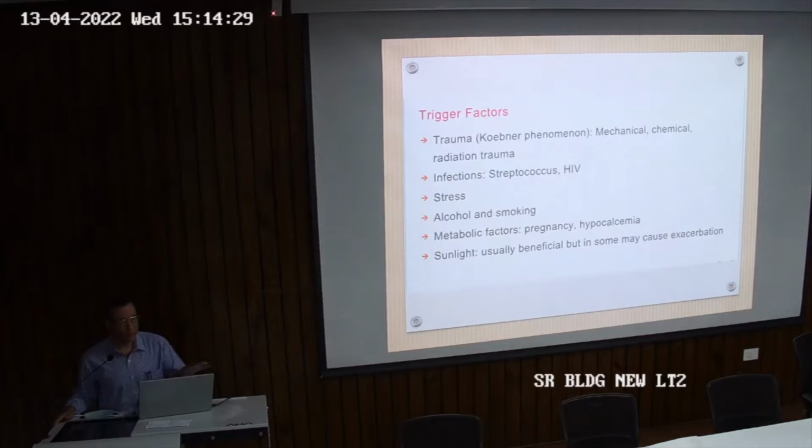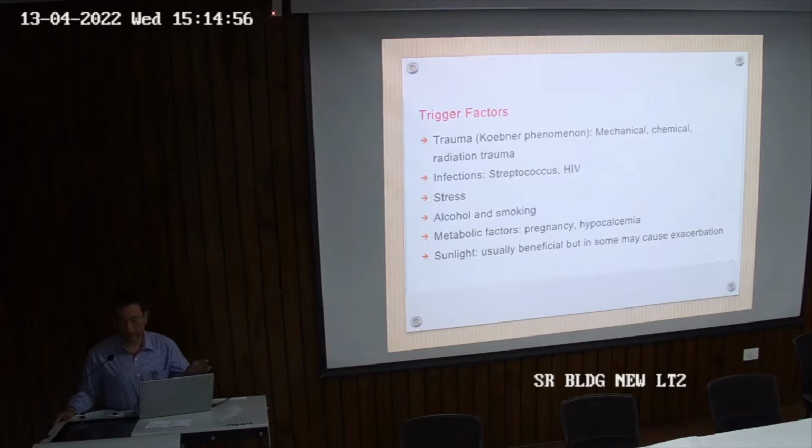So all this is important because the treatment formulation is according to the etiopathogenesis and the triggers. So we ask the patient to stop alcohol and to stop smoking. In such patients we start calcium because we know that hypocalcemia is a trigger. So this is the cocktail that is used in the treatment part. You have to formulate your treatment according to the etiopathogenesis.